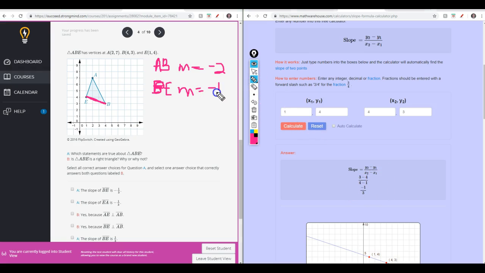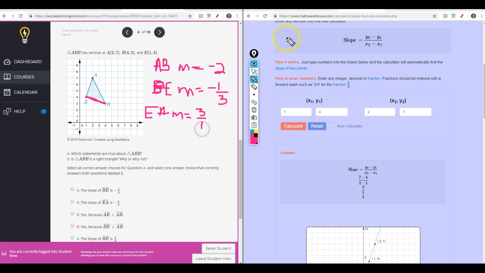So this is -1/3. And then we're going to find the slope for segment EA. So point E to A. Since we had point E here, we're going to replace this one with 2, 7 since that's the coordinates for point A. Click calculate. Comes out to be 3. And at first, this 3/1, I am going to write it like that just so that I can check for opposite signs and reciprocals.